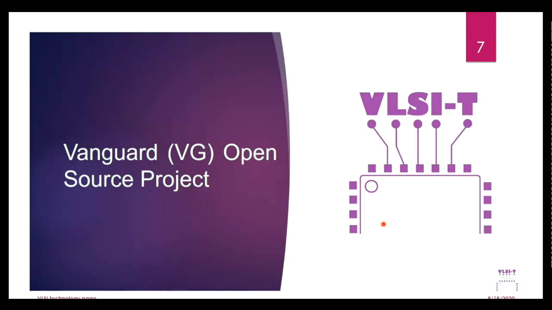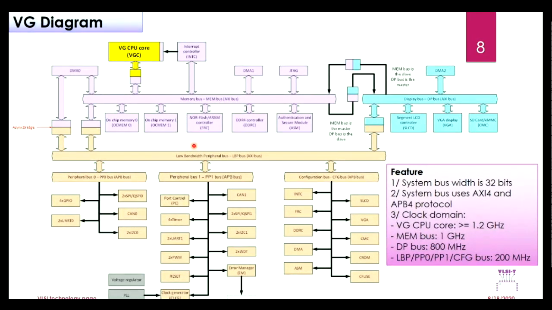In the second part, we will introduce our Vanguard open source project. It's called VZ. The VZ block diagram is divided into 4 block domains. The first block domain is the VZ CPU core, the second is the memory bus, the third is the display bus, and the low bandwidth peripheral bus is the last domain.